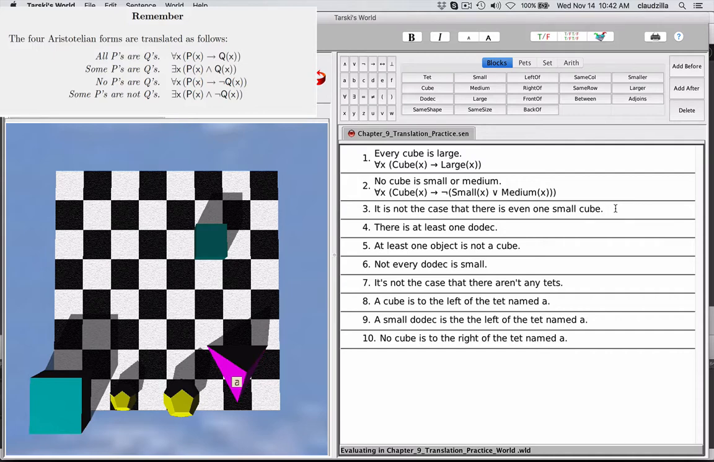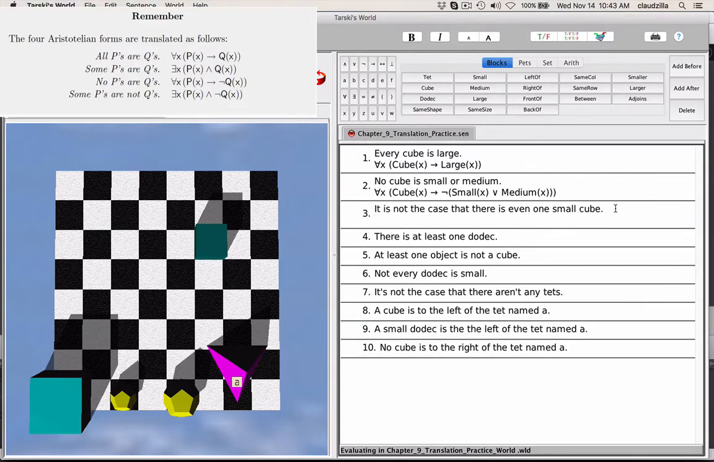But what we want to try to do, at least at the beginning, is to translate as literally as possible. So let's start with our two atomic elements. We have entity small, entity cube.